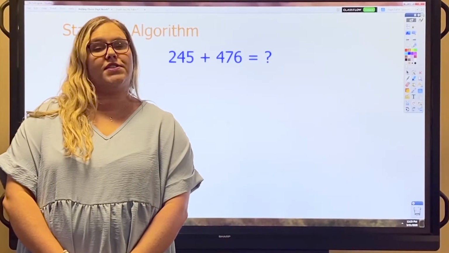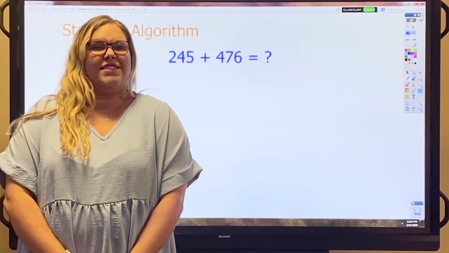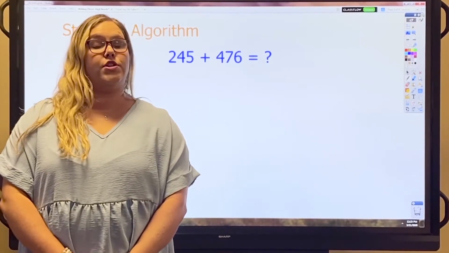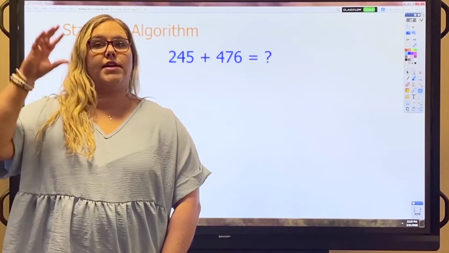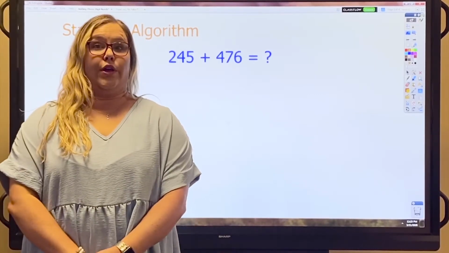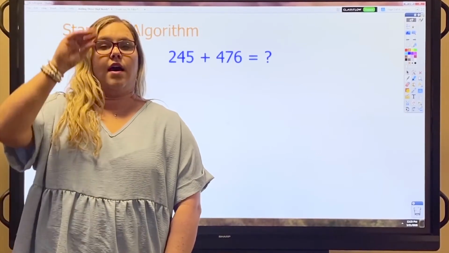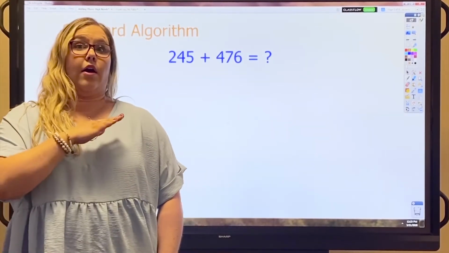Okay guys, first we're going to start with our standard algorithm. This is just a traditional way to add two numbers together. So whenever you're given two numbers, you want to place them on top of each other based off of their value. So you want to put all the ones with the ones, tens and tens, hundreds and hundreds. So let's look at our problem.